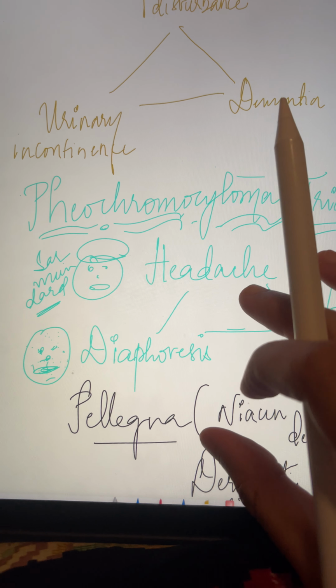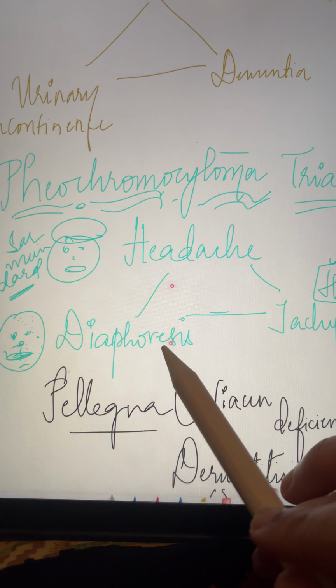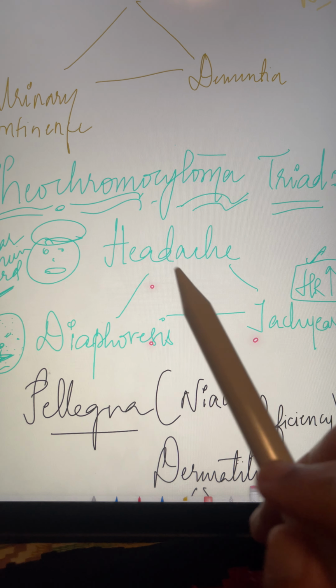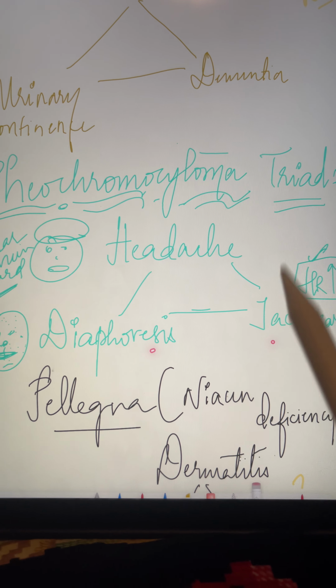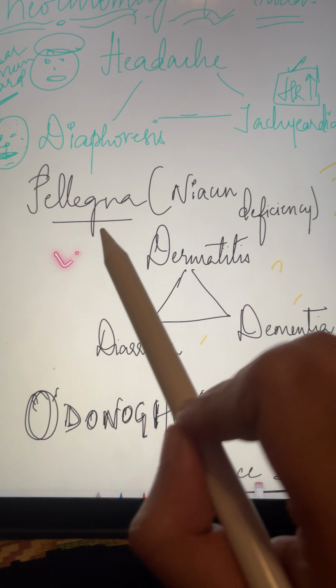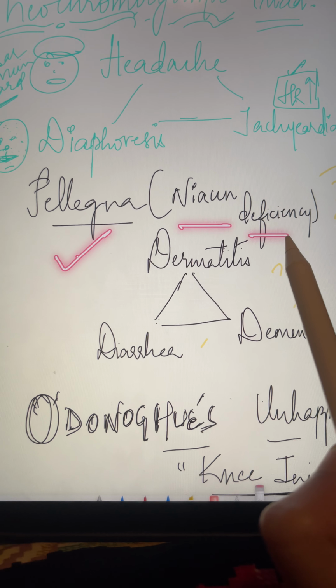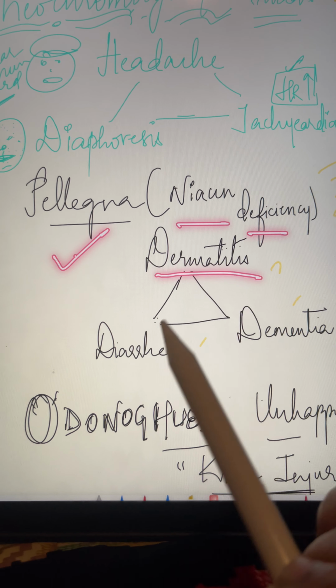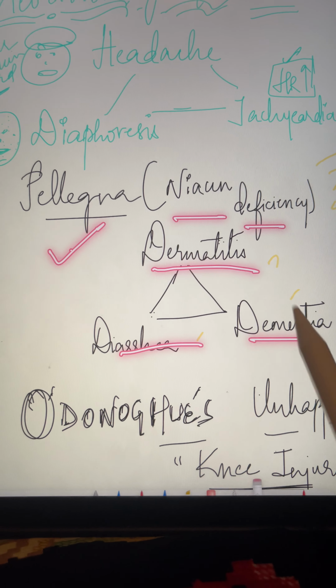Next we have pheochromocytoma, which includes headache, diaphoresis, and tachycardia. Then we have the very famous pellagra, which is seen in niacin deficiency. It includes dermatitis, diarrhea, and dementia.